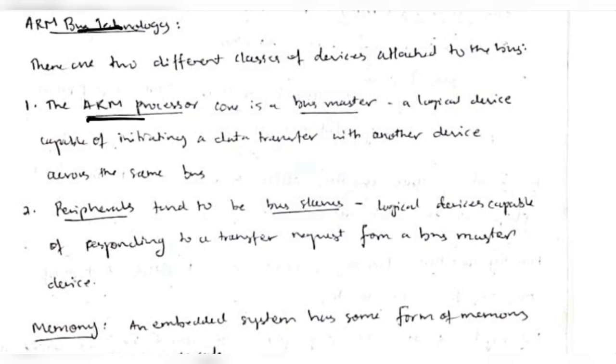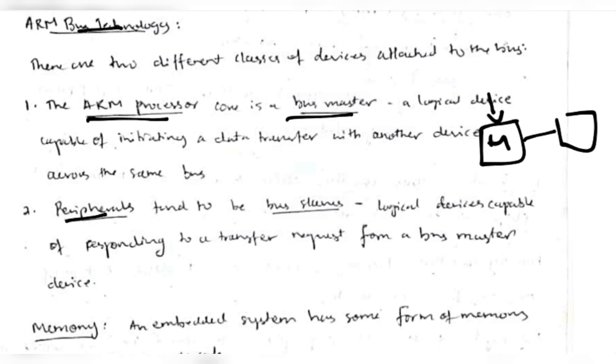Let's see about ARM bus technology, which has some theoretical concepts which we'll be going through very quickly. First one is the ARM processor. The ARM processor is the bus master, which means it initiates which instructions are to be executed, okay. So this is the ARM processor, this is the bus master, and the bus slaves are peripherals, okay. So these are the peripherals which will carry out the instructions.